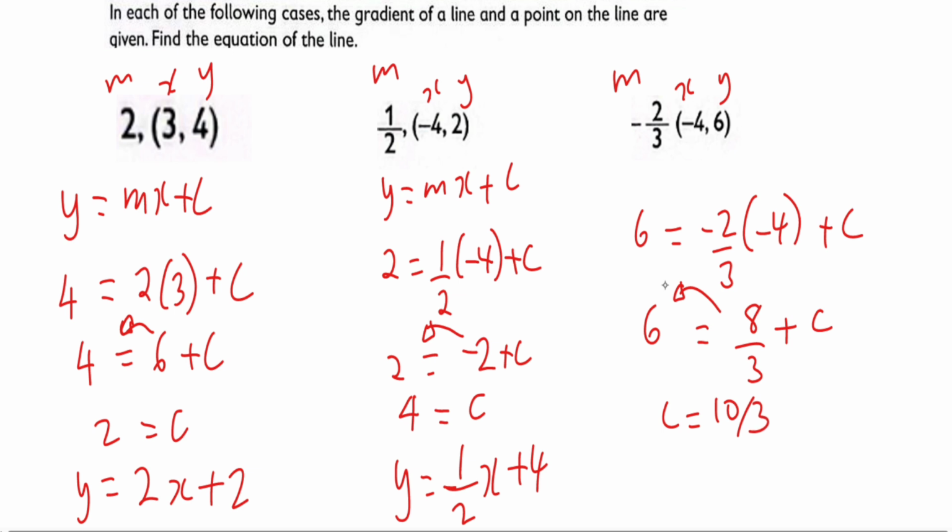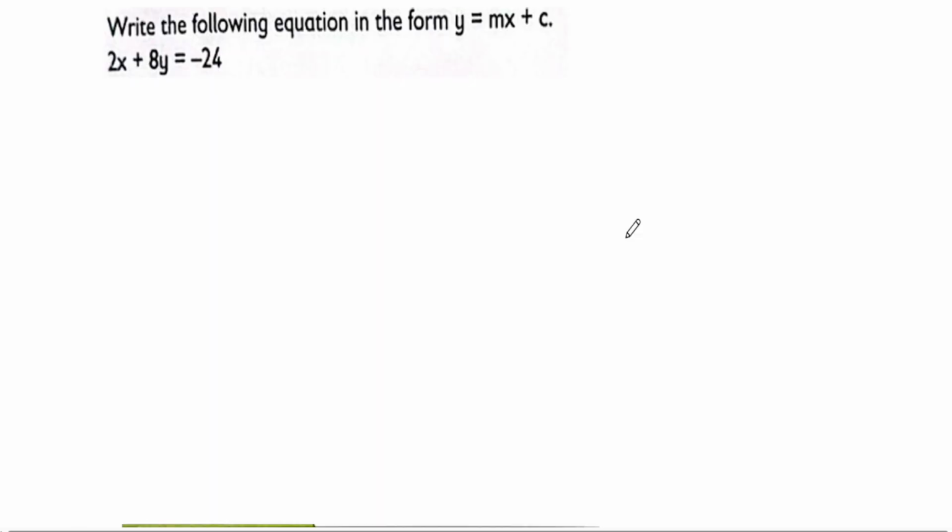So let's rewrite the equation: y equal to -2/3, our m, -2/3x plus 10/3. Or you can rewrite it as 3 1/3. It's up to you. It's still the same. Yeah. Now let's go to the final part. Okay. Now this is a simple question. Now here you've been given the equation, but the question is asking you to write it in this form.